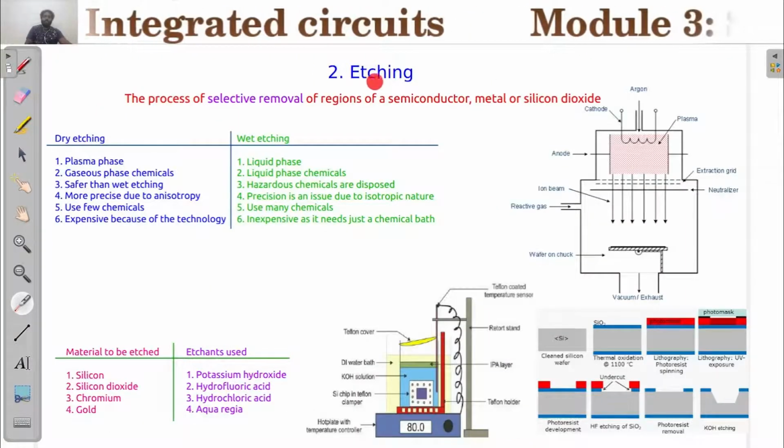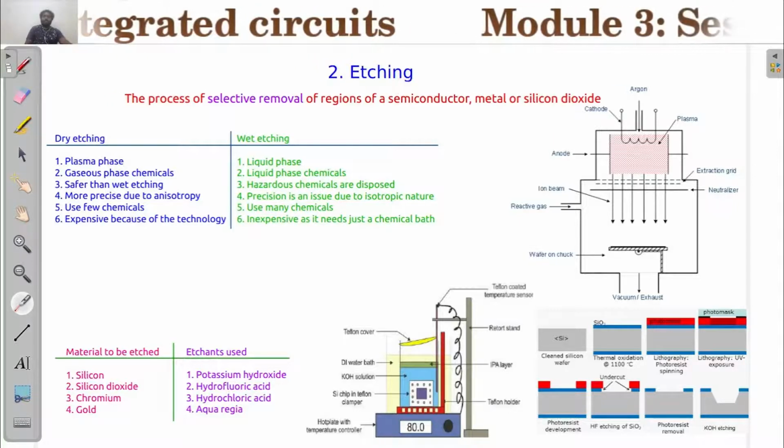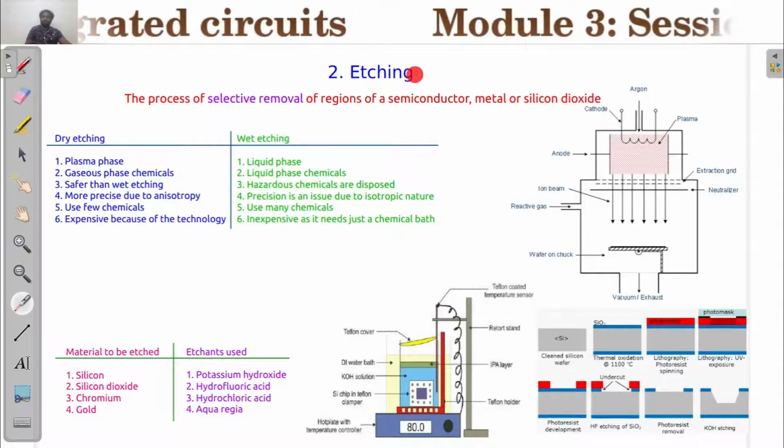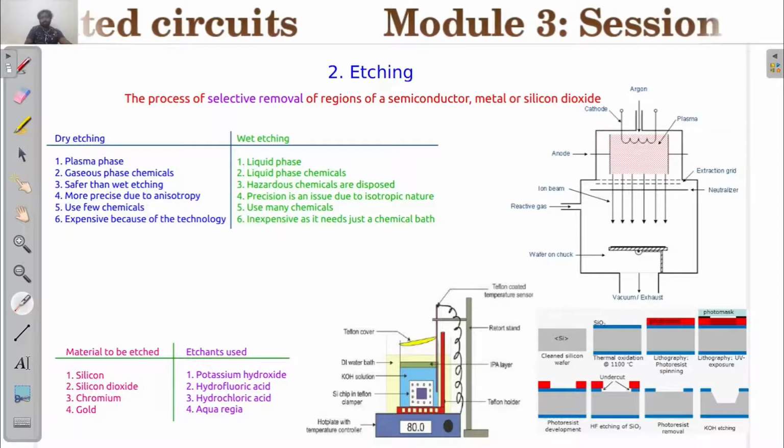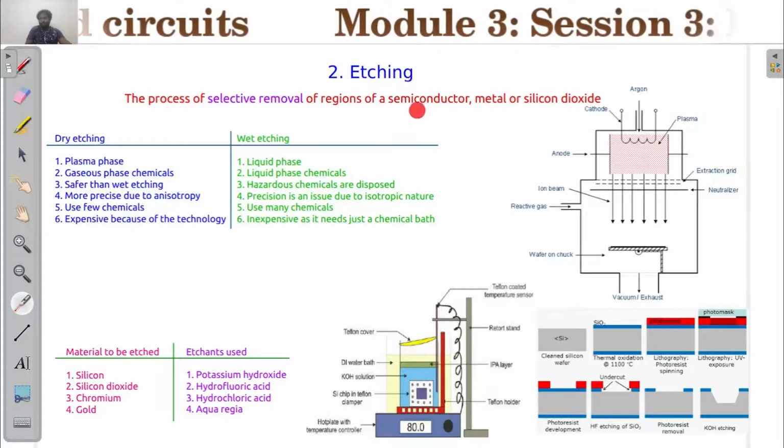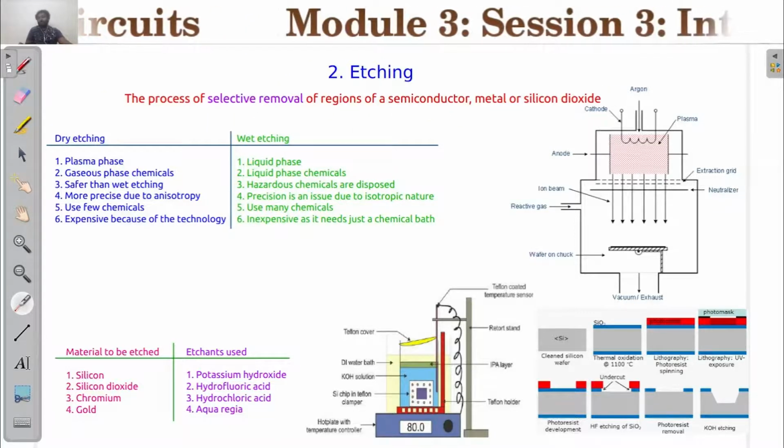The second process that we are going to learn is called etching. It is the process of selective removal of regions of a semiconductor, metal, or silicon dioxide.